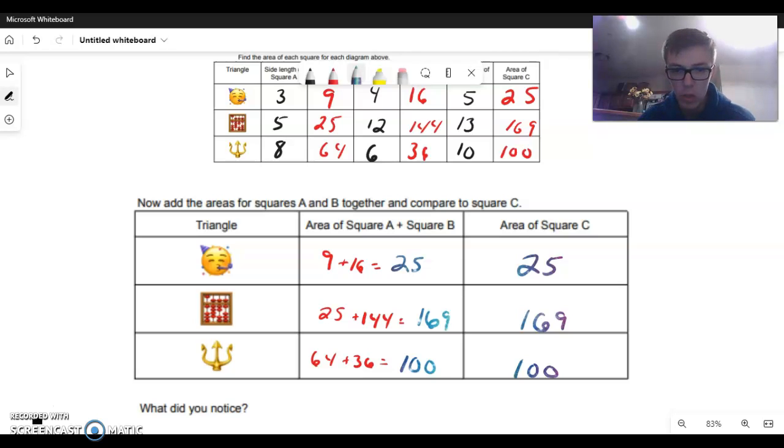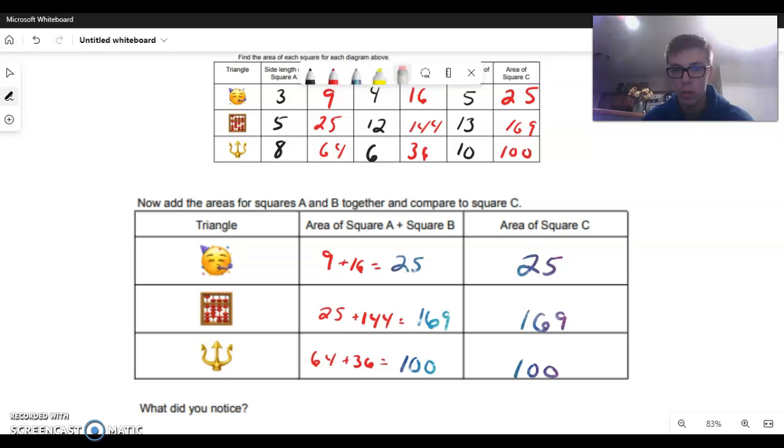You should see that the area of square A and square B is the same as the area of square C. Okay, so if you add the area of square A and square B together, that is the area of square C. And it's the same for each of those. So that's what I would have written here: adding the area of square A plus the area of square B will equal the area of square C.